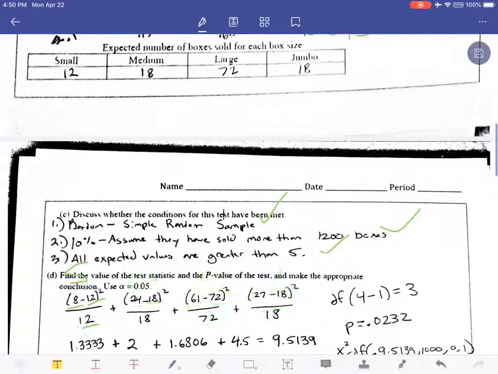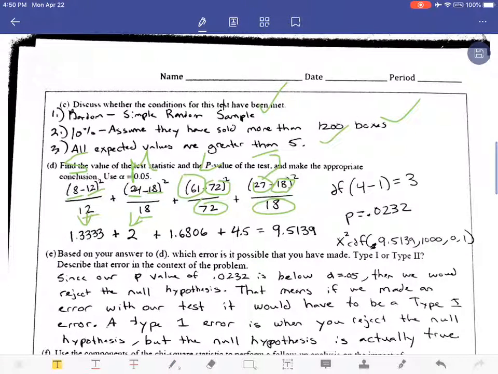Add up all those together, because remember it's summation, which means we add up all of those together, and that gives us 9.5139, which we can call our chi-squared value. And the way that we abbreviate chi-squared is X squared. I am not sure exactly why they decided to use the X for it, but that's the notation, so you need to know that goes with the chi-squared.